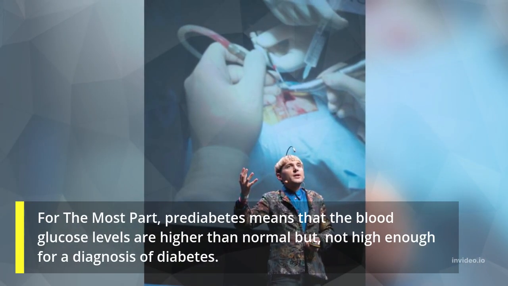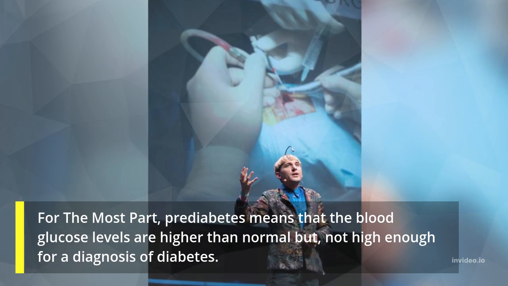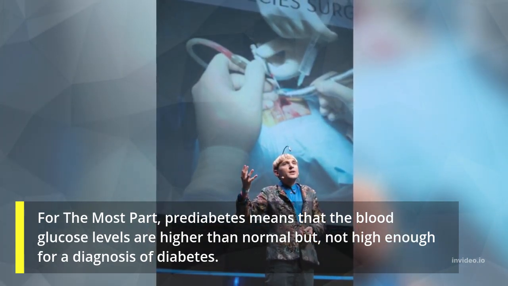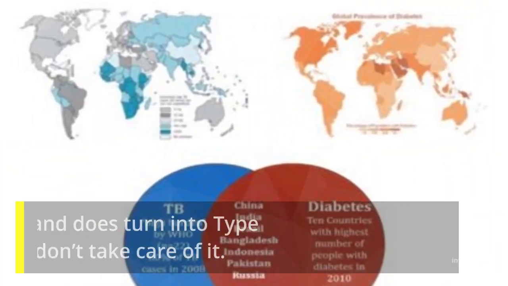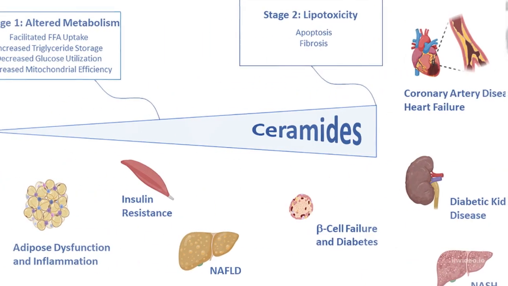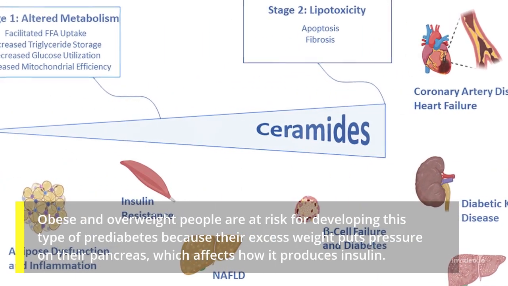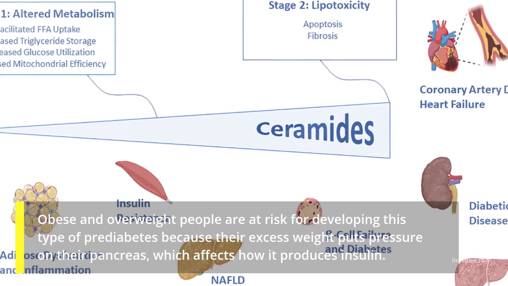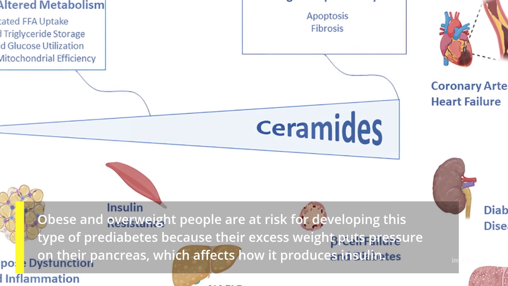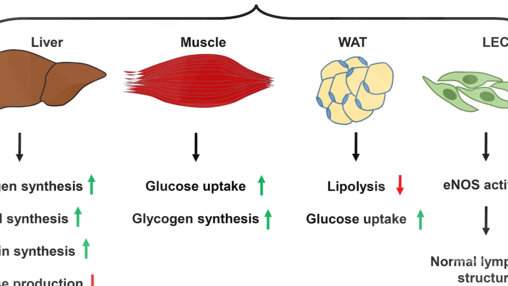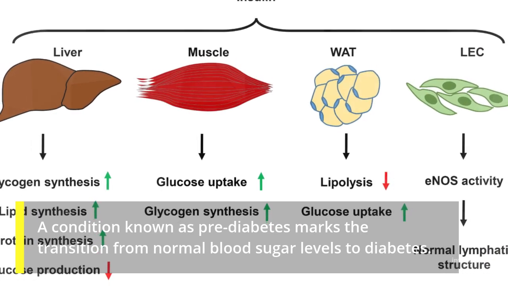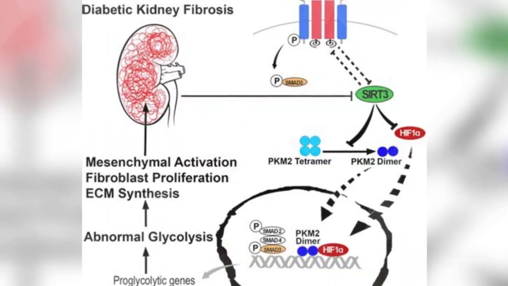For the most part, prediabetes means that the blood glucose levels are higher than normal but not high enough for a diagnosis of diabetes. Prediabetes can and does turn into type 2 diabetes if you don't take care of it. Obese and overweight people are at risk for developing this type of prediabetes because their excess weight puts pressure on their pancreas, which affects how it produces insulin. A condition known as prediabetes marks the transition from normal blood sugar levels to diabetes.